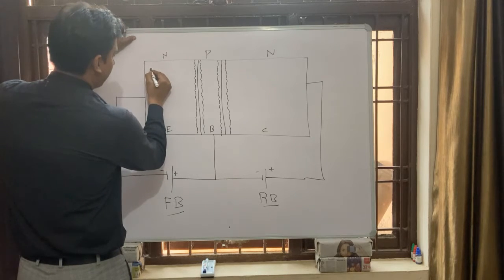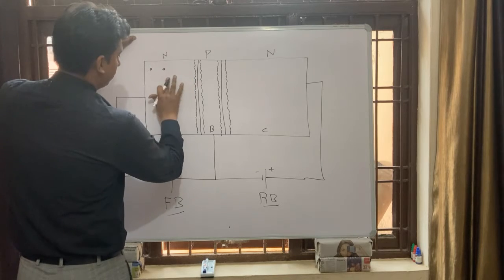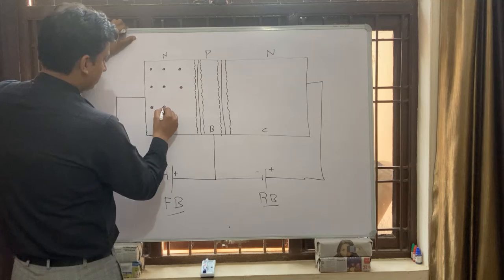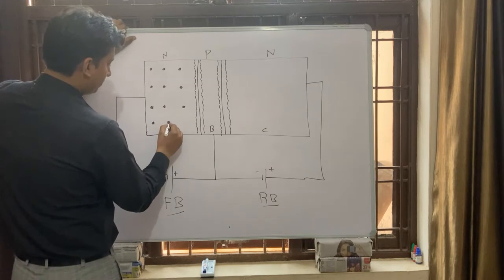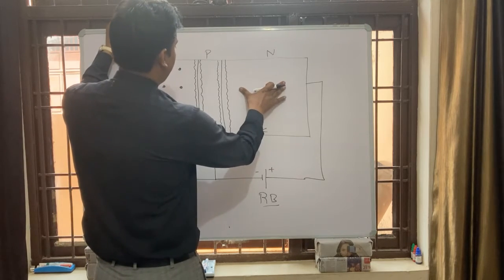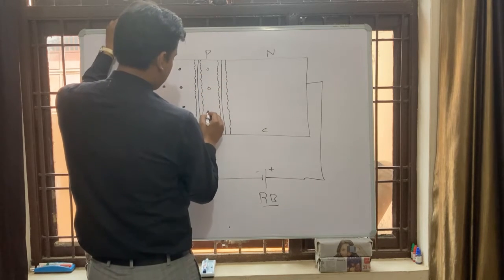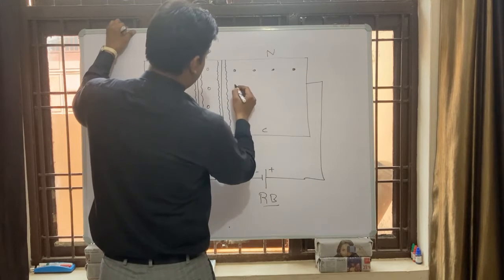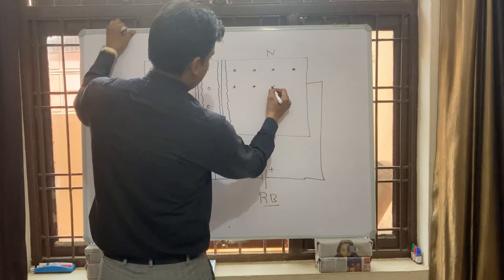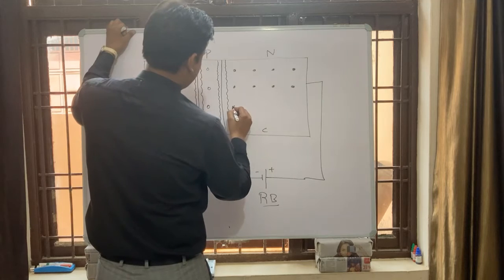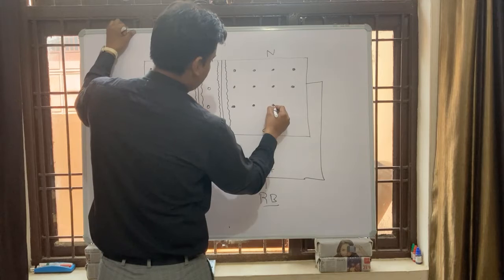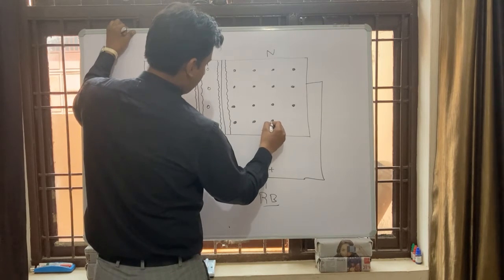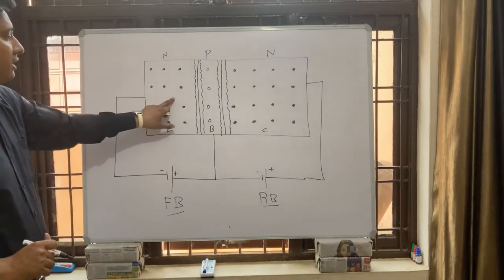Here, the majority charge carriers are electrons, so I am drawing the electrons. These are the electrons. The majority in the P is holes, and in the N again it is electrons. So: electrons, holes, electrons.